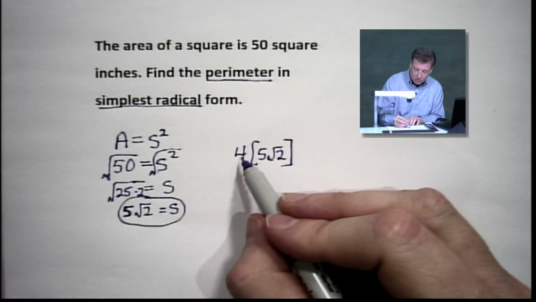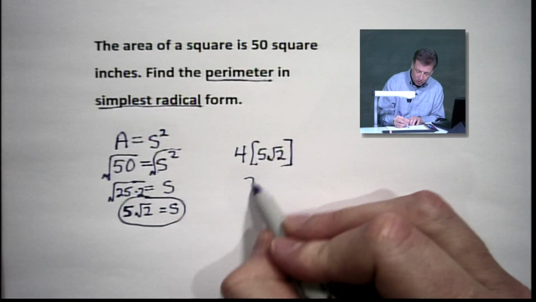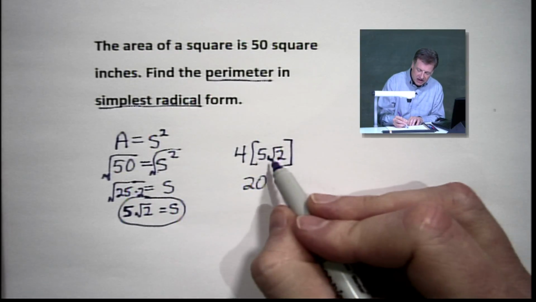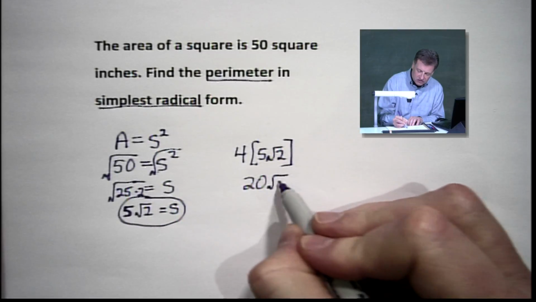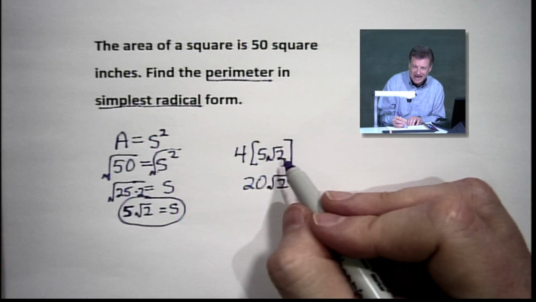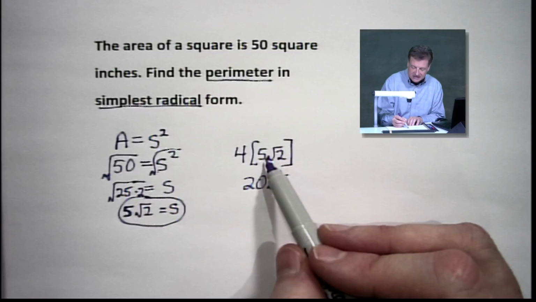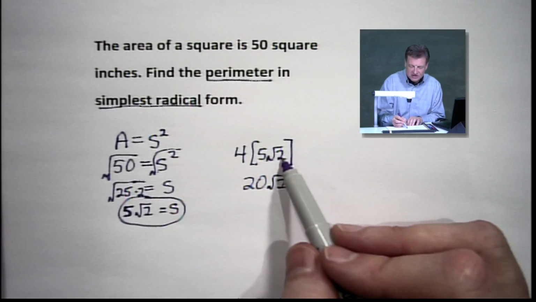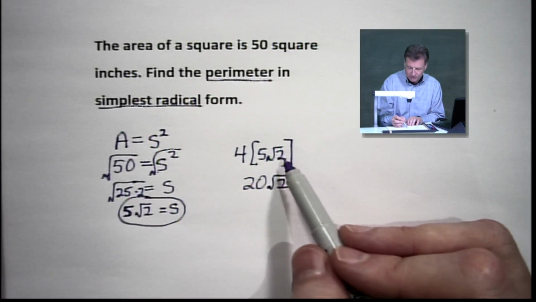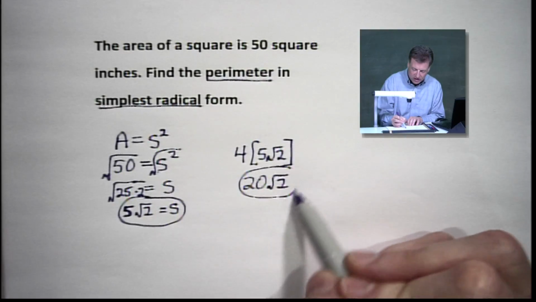The same thing here. We would say 4 times 5, which would give us 20. And folks, be careful. The root of 2 is not affected because it's protected, so to speak. The 4 takes care of the 5, but it does not work its way in with the 2. So there's your final answer, 20 roots of 2.